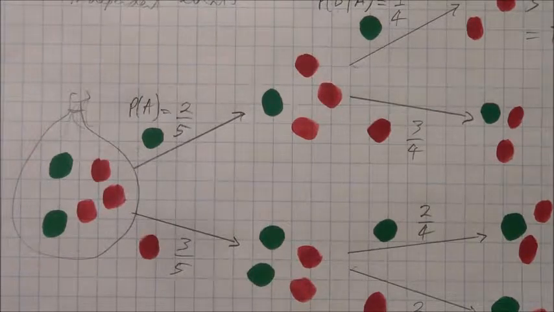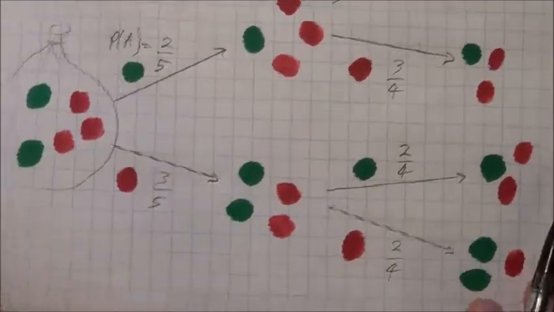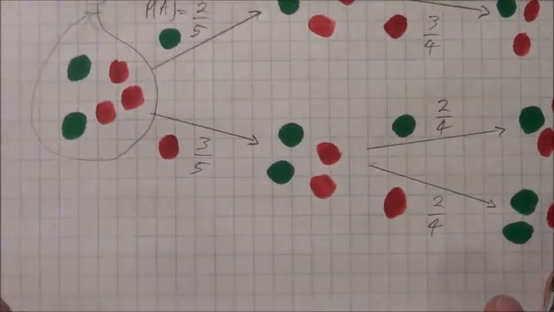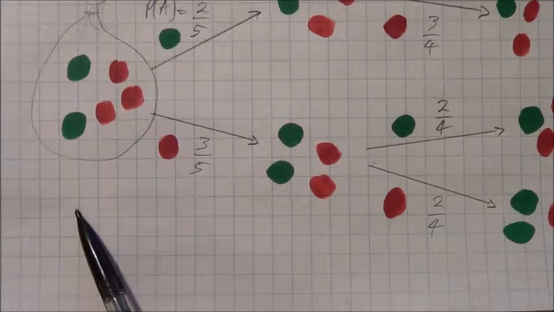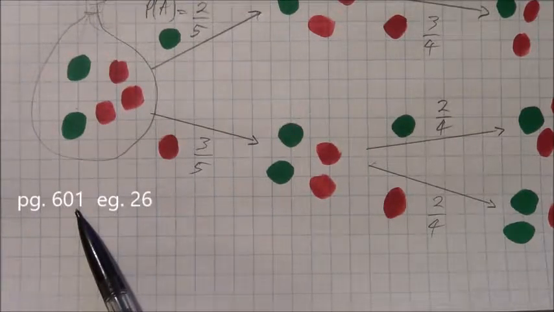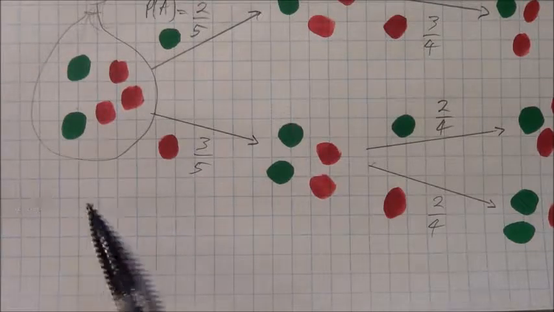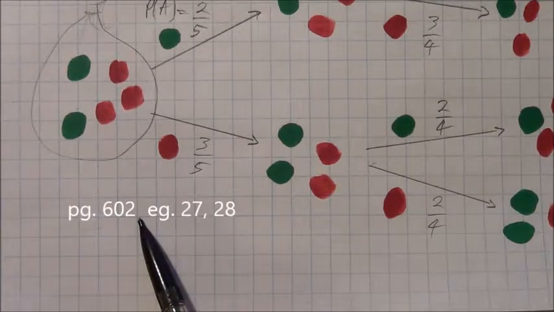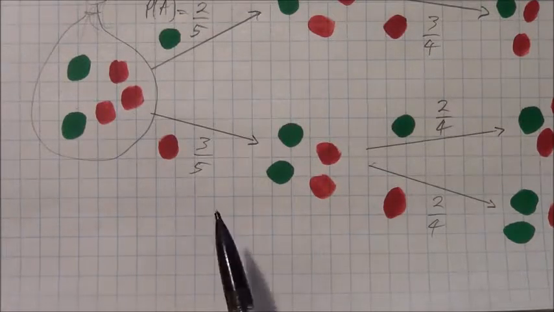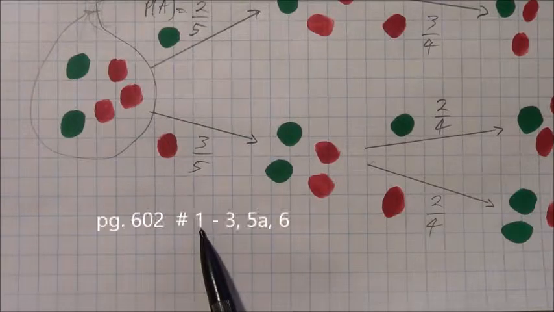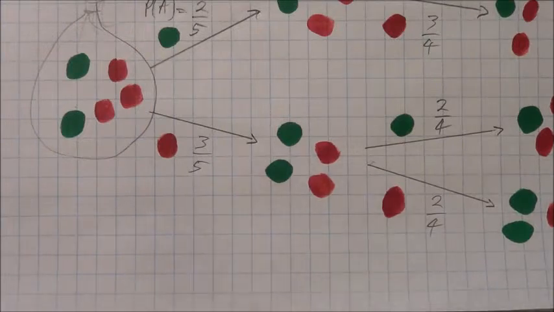So what I'd like you to do, please, before we get to class tomorrow and look at the examples in class, is look at example 26 on page 601, and then follow that by examples 27 and 28 on page 602, and then take a quick glance at exercises 1 through 3, 5a, and 6 on page 602. Okay, but remember, we'll take a look at a few examples tomorrow to help you wrap your head around this.